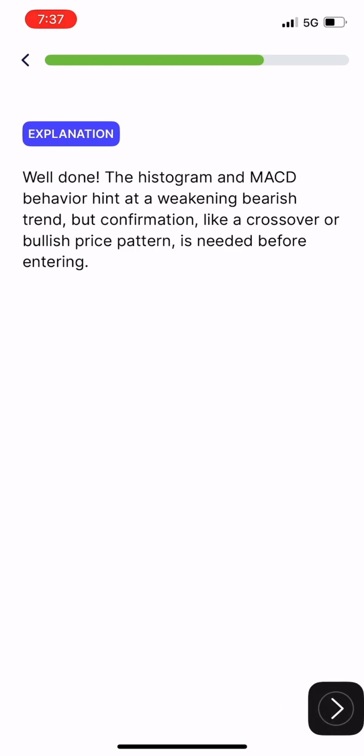Explanation. Well done. The histogram and MACD behavior hint at a weakening bearish trend, but confirmation, like a crossover or bullish price pattern, is needed before entering.